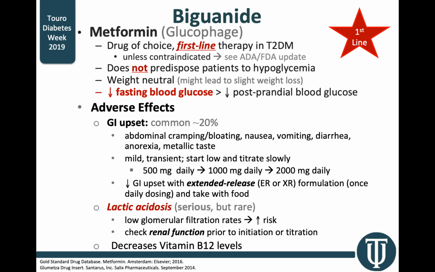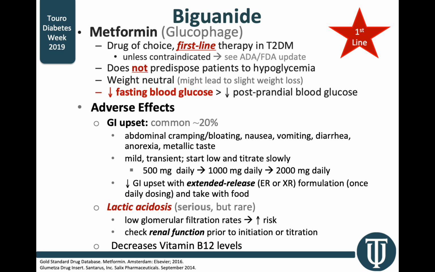In terms of side effects, mostly we will see some gastrointestinal upset, for example, nausea, vomiting, and diarrhea. Some patients might complain about having a metallic taste. If that happens, there are several ways that we can fix or prevent it. First, we want to start the medication slowly and titrate slowly.